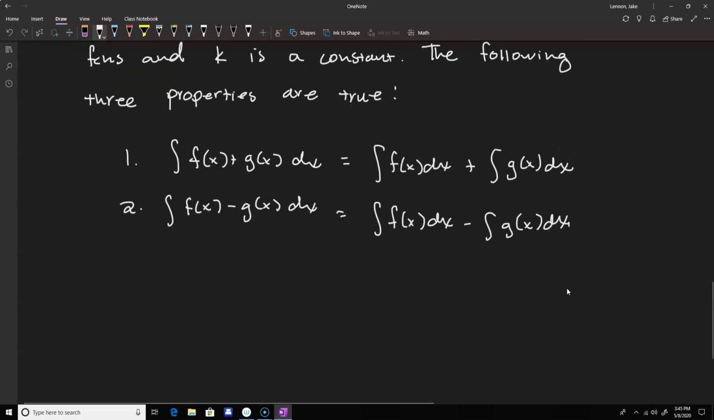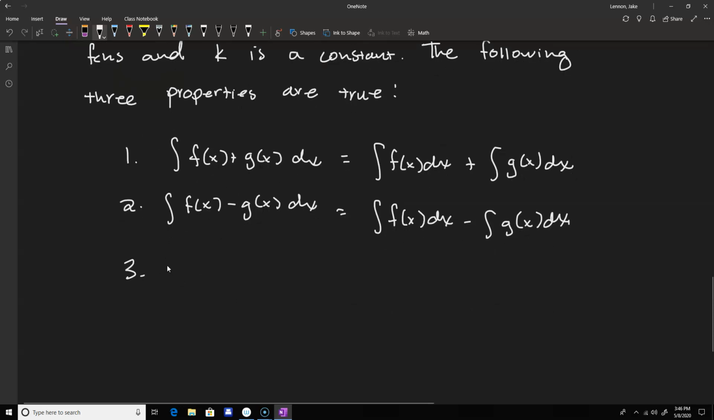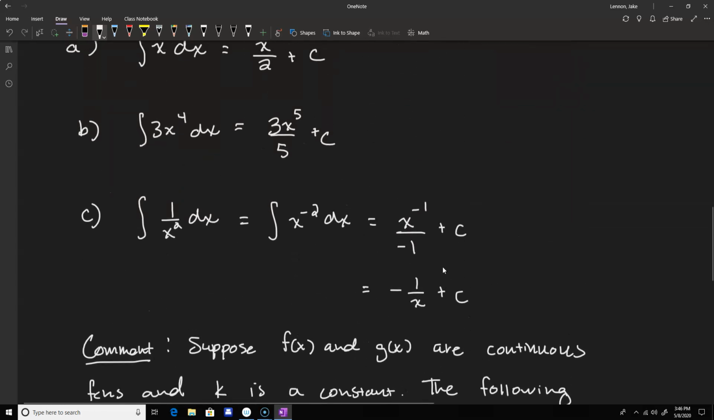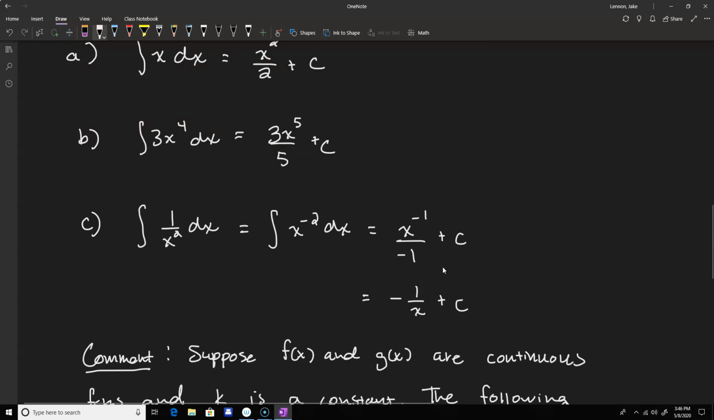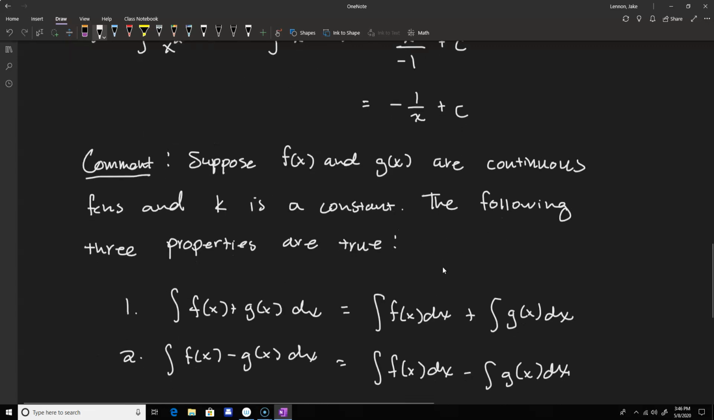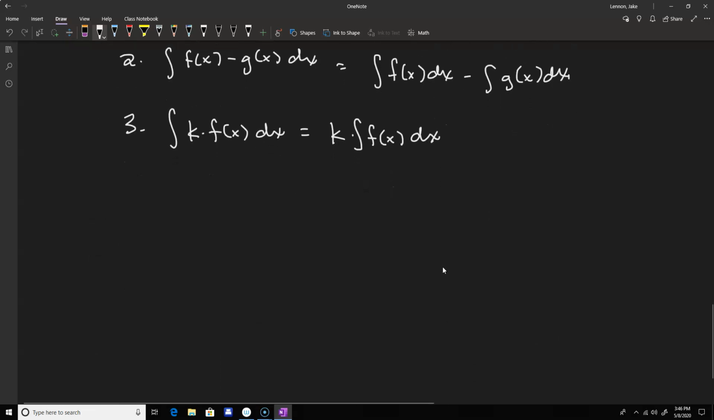And then we could also look at multiplication by a constant. So if we have the integral of some number k times f of x dx, this would be the same as if we pulled the k out and did k times the integral of f of x dx. And technically we were implicitly using that when we did example b above. So the 3 was in front of the x to the 4th, but we really just focused on the antiderivative of x to the 4th, which is x to the 5th over 5, and then multiplied the 3 back at the end. Okay, so basically now we can take the antiderivative of any polynomial.